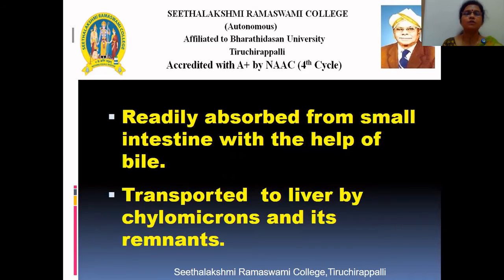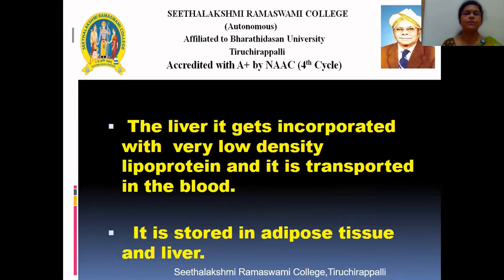Coming to the absorption of vitamin E, it is readily absorbed from the small intestine with the help of bile, and it is transported to the liver by chylomicrons and their remnants. In the liver, it gets incorporated with very low density lipoprotein, and it is transported in the blood. It is stored in adipose tissue and liver.